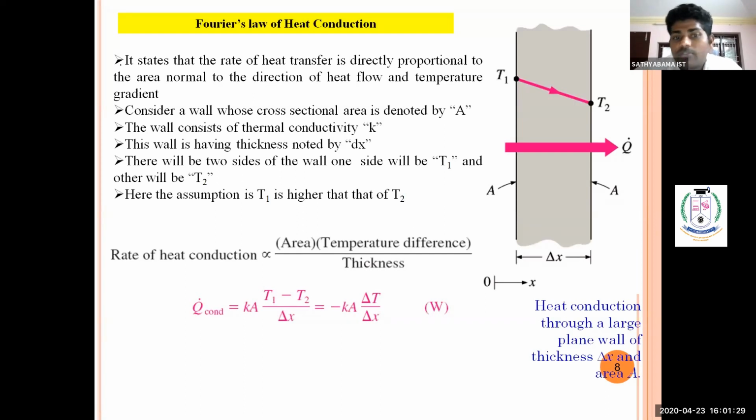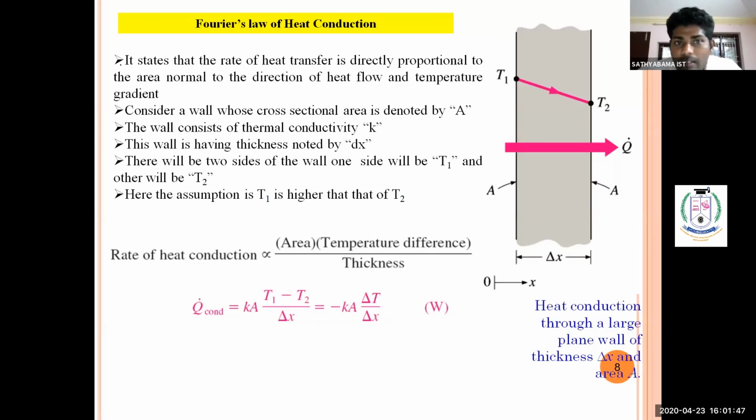There will be two sides of the wall. One side will be T1 and the other side will be T2. So the inlet region is T1 and the outlet region is T2. The initial temperature is higher and the exit temperature is lower. Here the assumption is T1 is higher than T2. I said that initial is higher and outlet is lower.